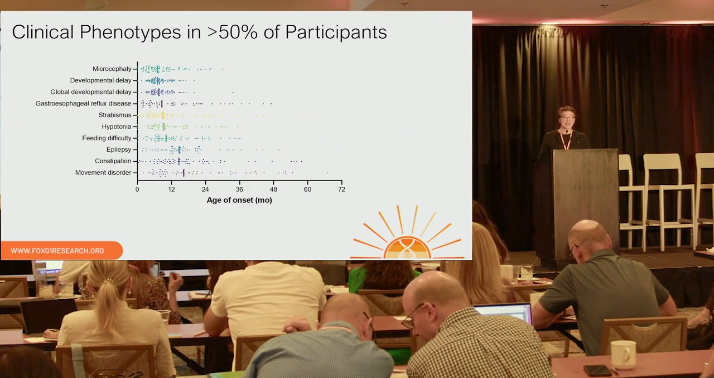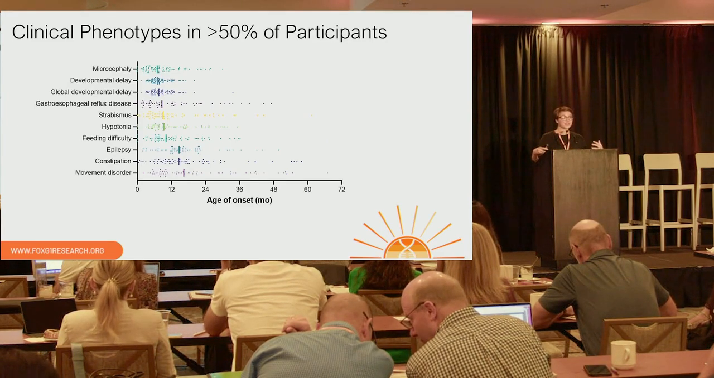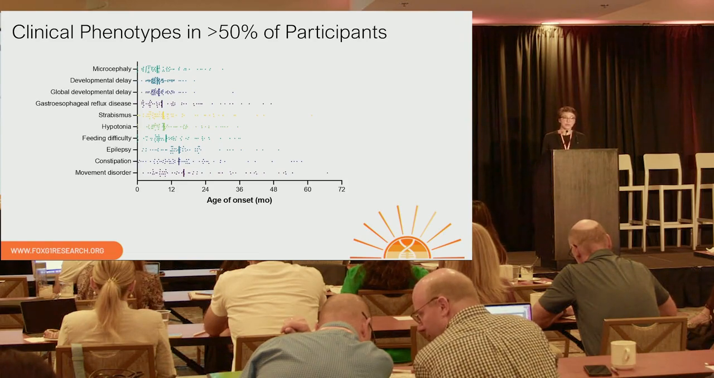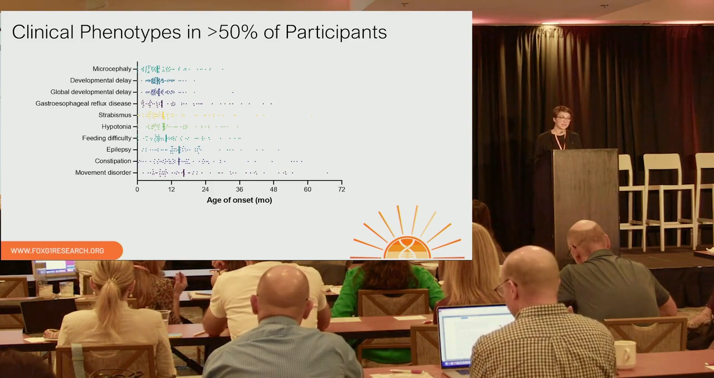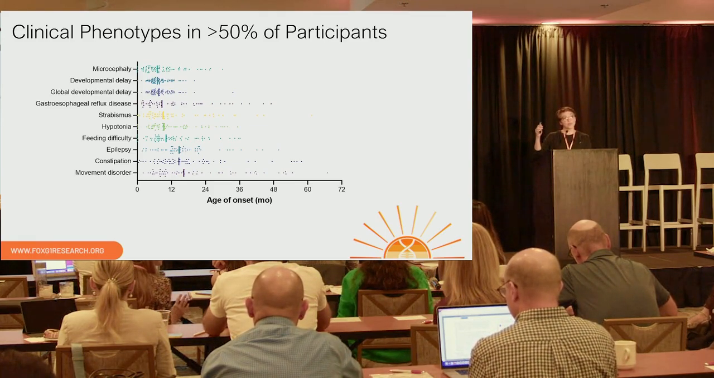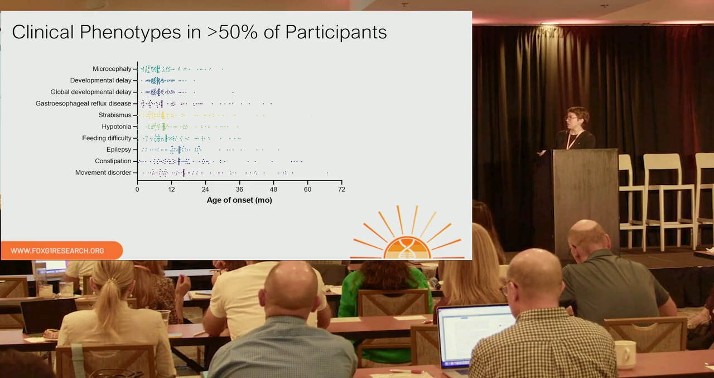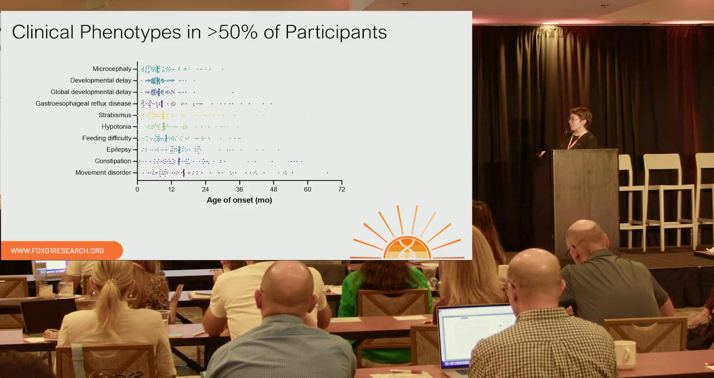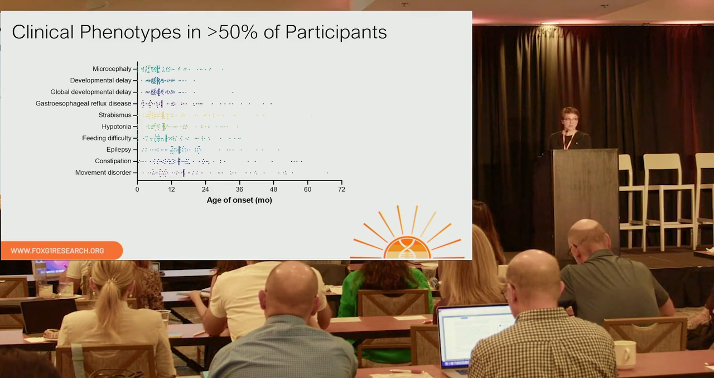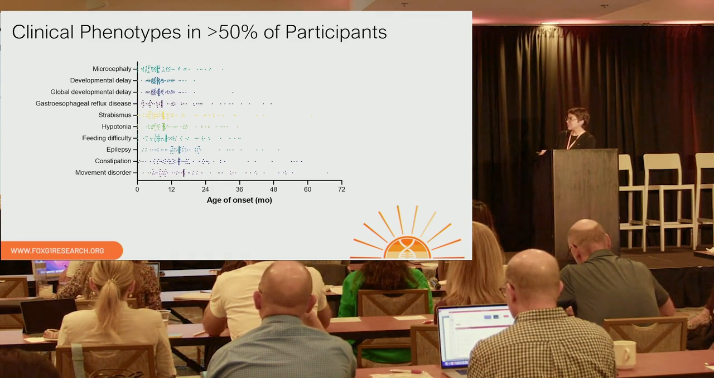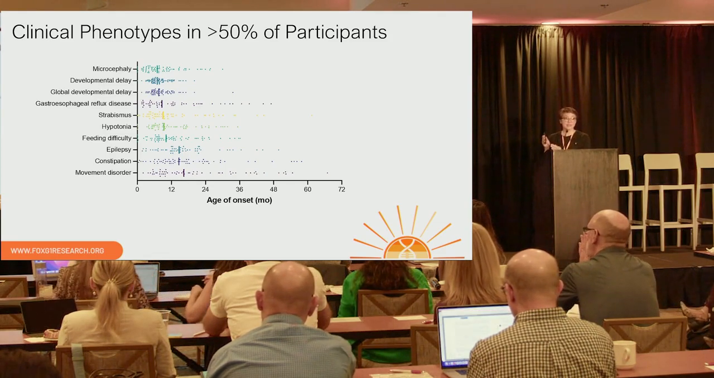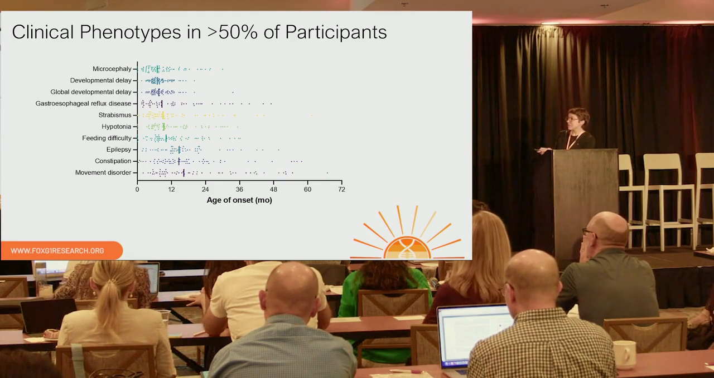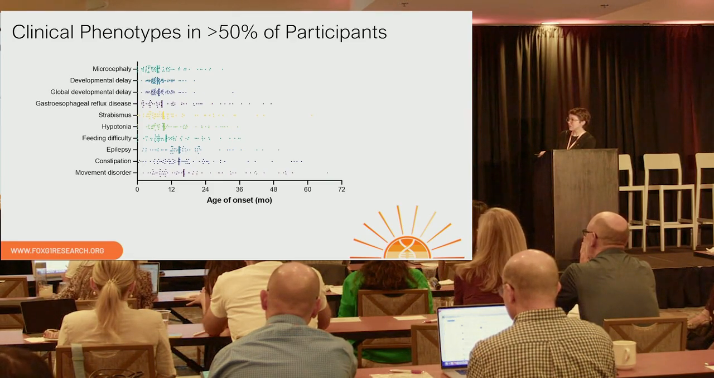So when we looked at the full cohort in order to understand what were some of the common symptoms that we were observing, these are the features that were present in more than half of the population, and this is showing when they were first diagnosed. So if we look along this horizontal axis at the bottom, this is the age in months, and then each individual dot represents one patient, and it is showing the time at diagnosis. And then they're ordered by the time that they appear on average.